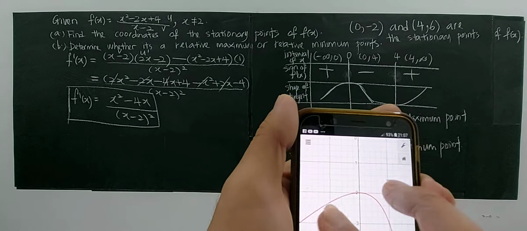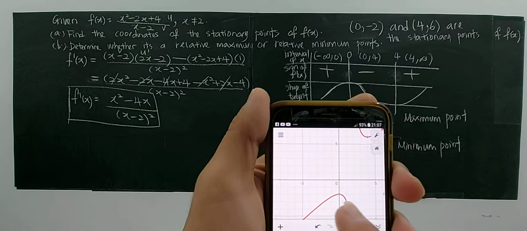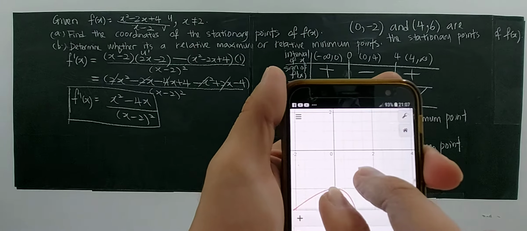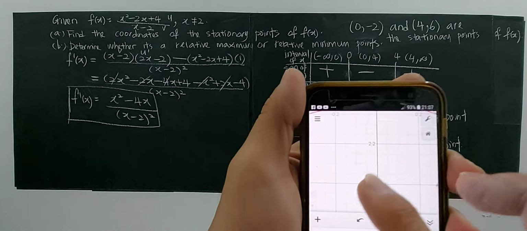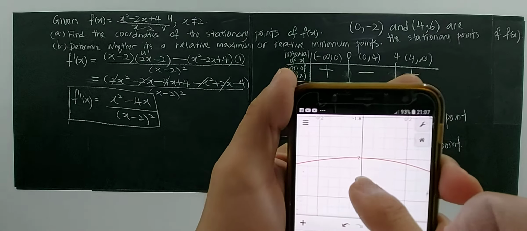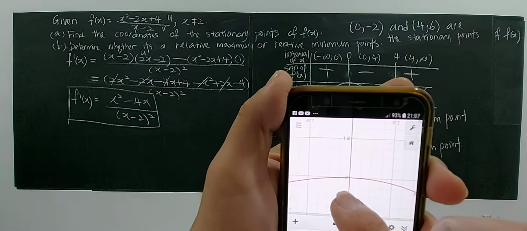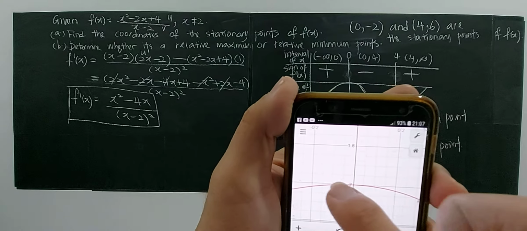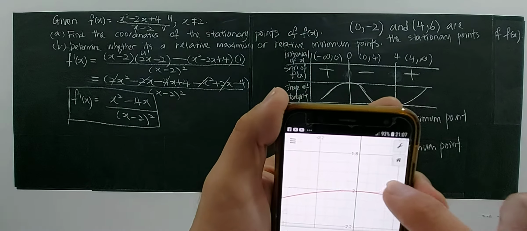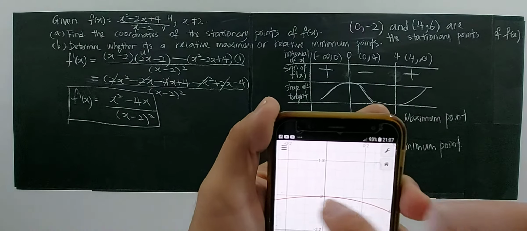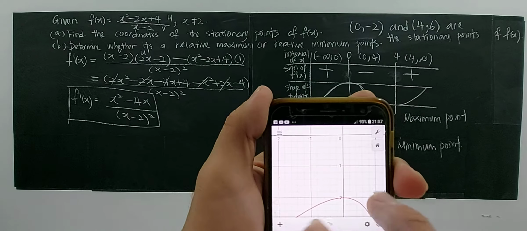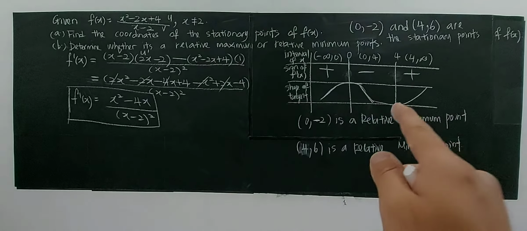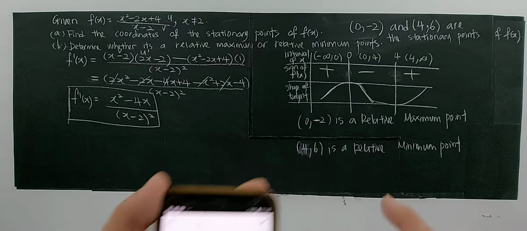If you look from far, you see nothing stationary there. But when you keep zooming in, you can see that at this particular point, (0, -2), if you draw a straight line here, it's a horizontal line, right? So this is a stationary point. And another one will be (4, 6).